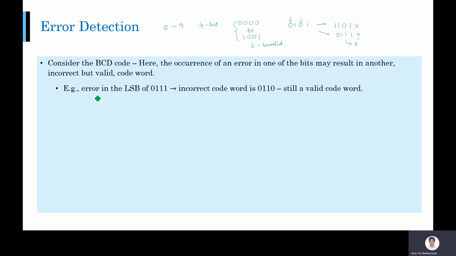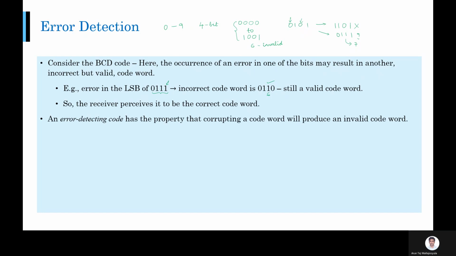So this is one more example here. Error in the LSB of 0111 can result in an incorrect code word 0110. Error here is resulting in a 0 instead of 1, which is still a valid code word. This is 6. So the receiver perceives it to be the correct code word. So this is an example of a code which is not an error detecting code.